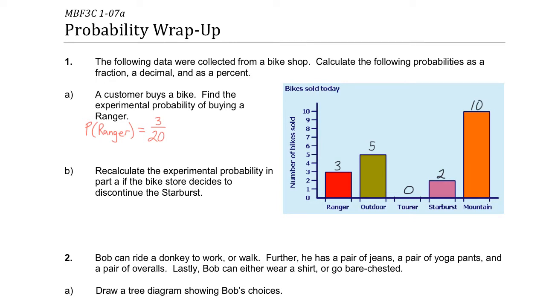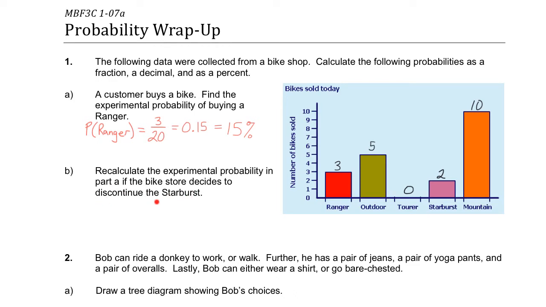So to turn that into a decimal, we do 3 divided by 20. It ends up being 0.15, and that is 15%. So we've written our probability for the customer buying a Ranger as 3 out of 20, 0.15, and 15%. Now recalculate the experimental probability in part A if the bike store decides to discontinue the Starburst.